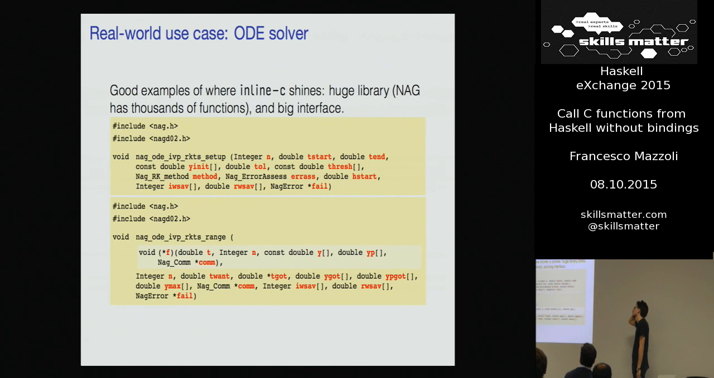So this is a real-world use case. We have these numerical libraries that are very big, like GSL or NAG. NAG in particular, which is something we use, has thousands of functions, around 2,000, I think. GSL is also very big, but 1,800 functions for NAG. Not only are there a lot of functions, but even if you want to use just the ODE package, you need to go through at least these two functions to get some numbers out. So it's heavy, right?